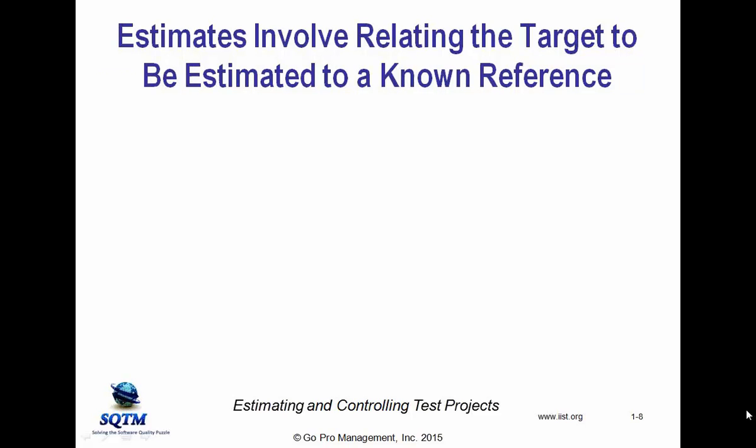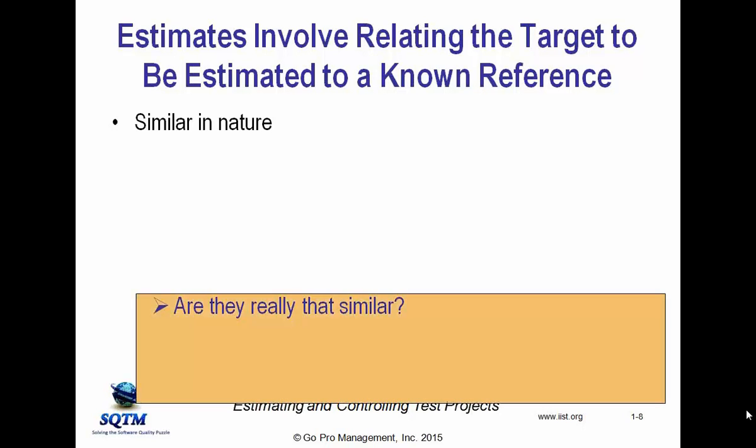And regardless of what we are estimating, the thing that we are estimating is referred to as the target, and all estimates involve relating the target to be estimated to some presumably known reference. So the reference should be similar in nature to the target. And one of the questions is, are the reference and target really that similar?